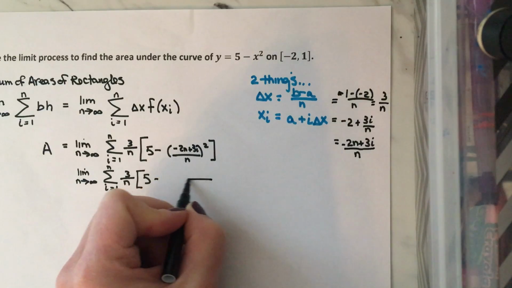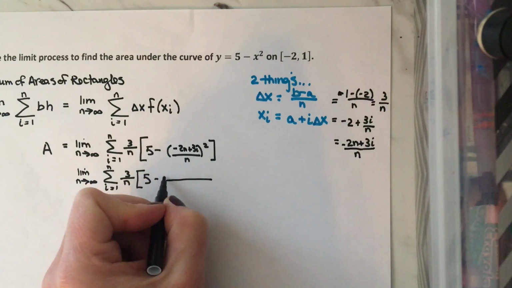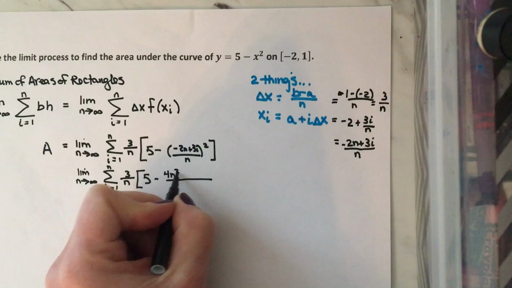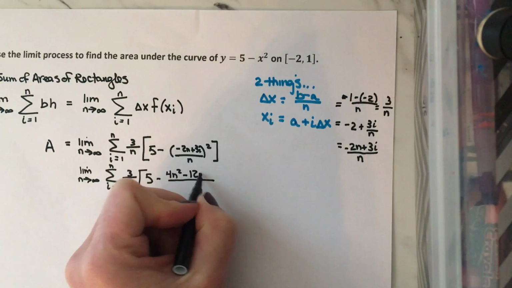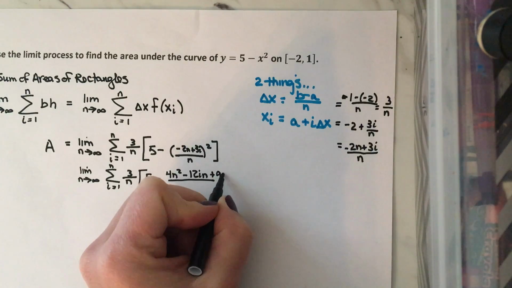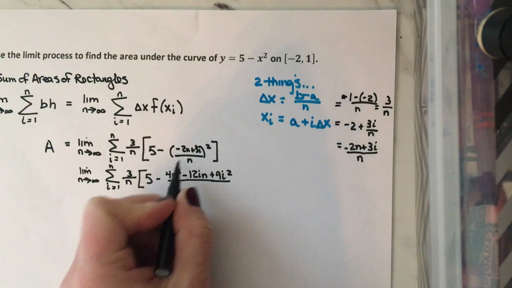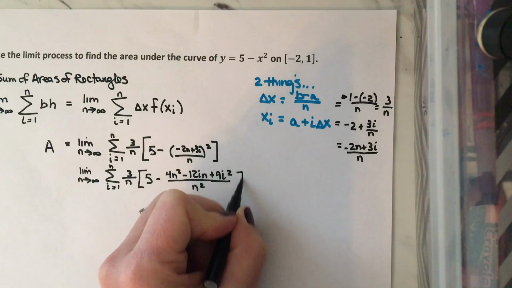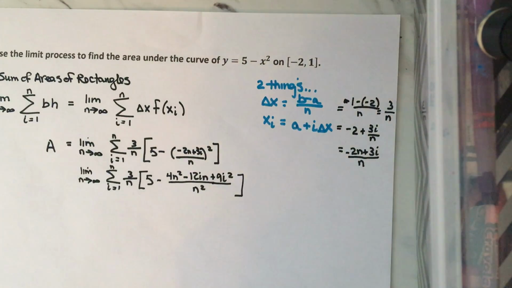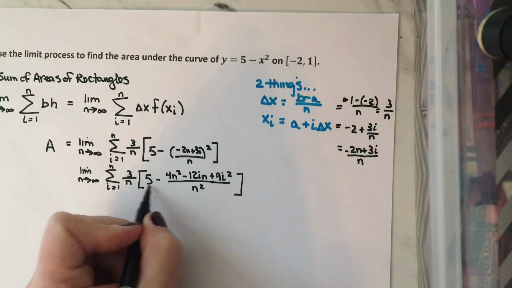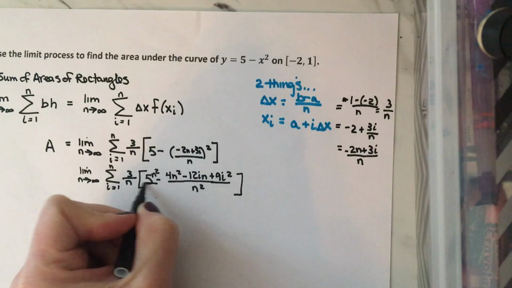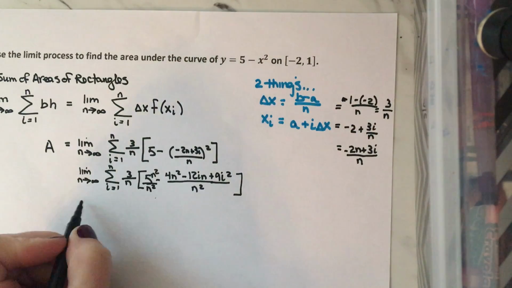If I FOIL that out, it is going to be 4n squared minus 12in plus 9i squared all over n squared. And then again, you have a couple different options for how you can go about doing this. I'm going to make this a common denominator and think about this as 5n squared over n squared.